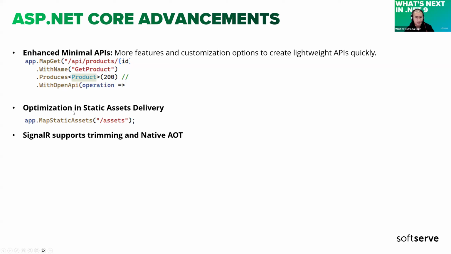It's pretty easy to create Swagger documentation. On the optimization in static asset delivery, the server doesn't have to compress the assets every time it is delivering them. Now we don't have to use UseStaticFiles. Now we have to use MapStaticAssets. And support for trimming, not only in SignalR, but also in many other features in .NET 9.